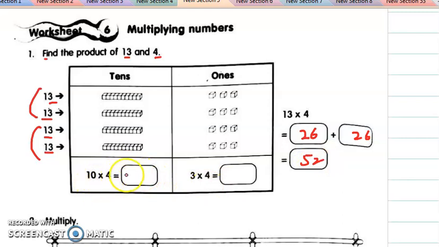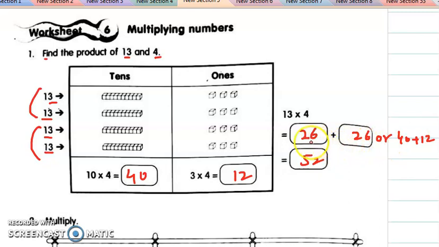Here we have 10 times 4, which is 40, and 3 times 4, which is 12. So another way to write it, instead of 26 plus 26 as equal groups, is 40 plus 12. So both ways can be used. Either you can keep this in mind and do it in this way, or you can do it in this way. So both ways will be acceptable.